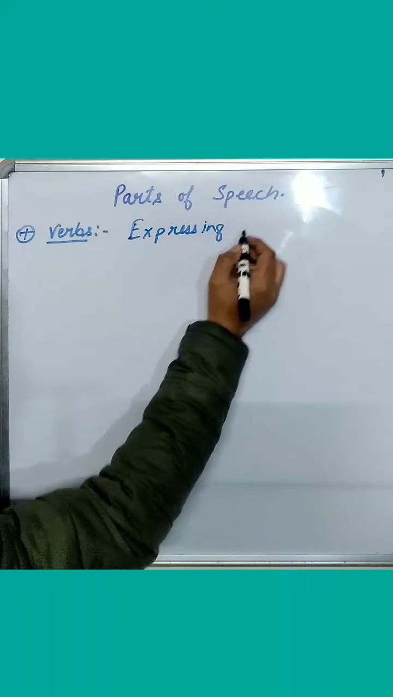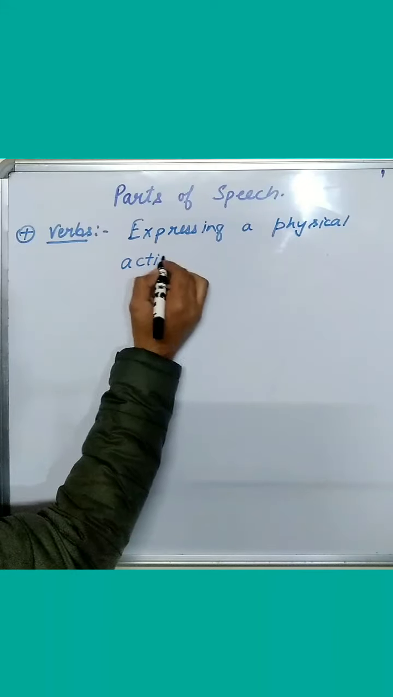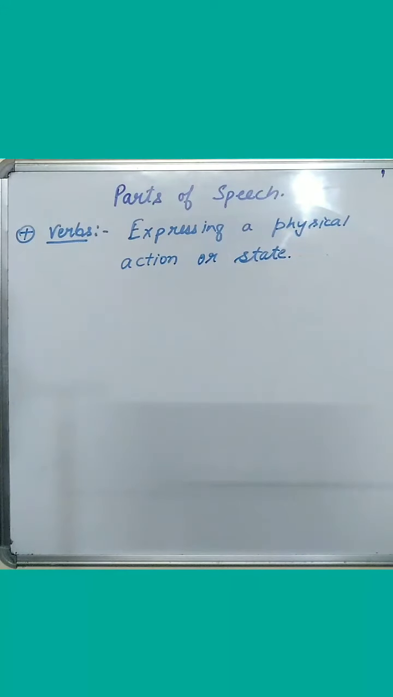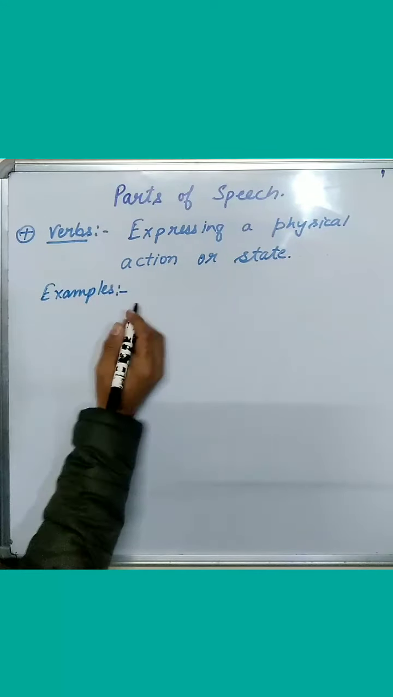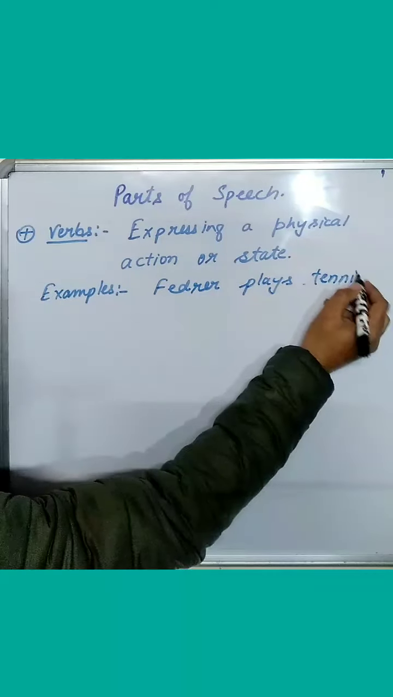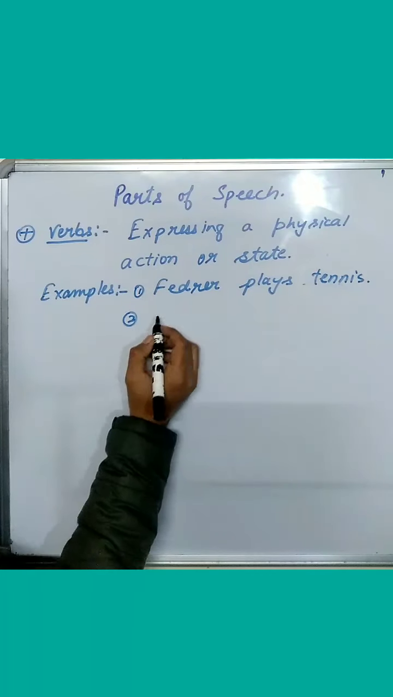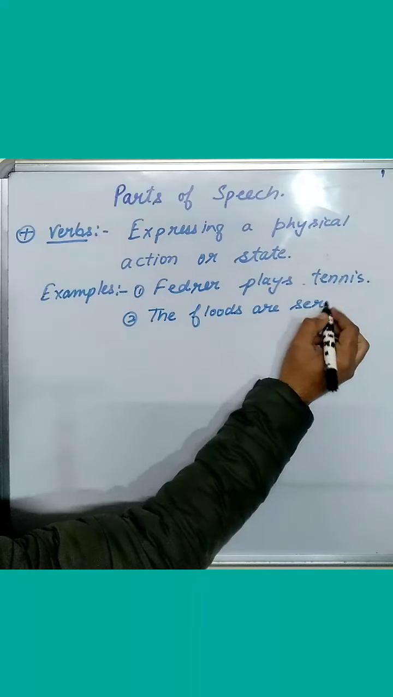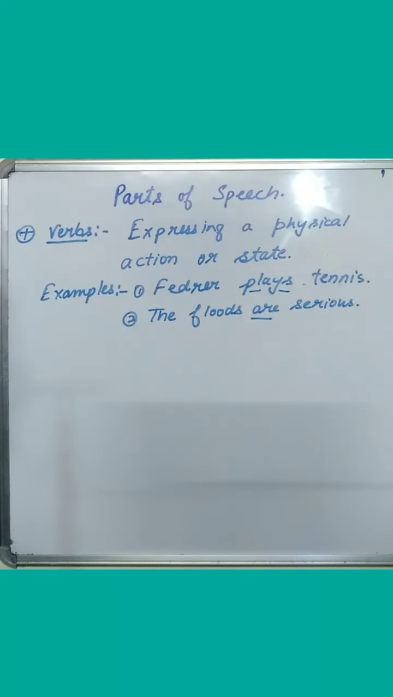Next are verbs. They actually express a physical action or state. State doesn't mean Punjab or somewhere else. State is condition. For example, Federer plays tennis. So here, plays is the verb. Then the floods are serious. Are is a helping verb. Third one is take your time. Take is a verb.